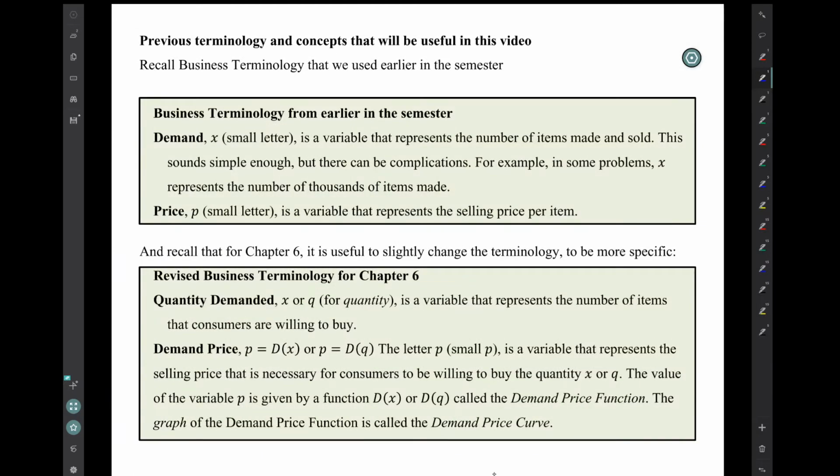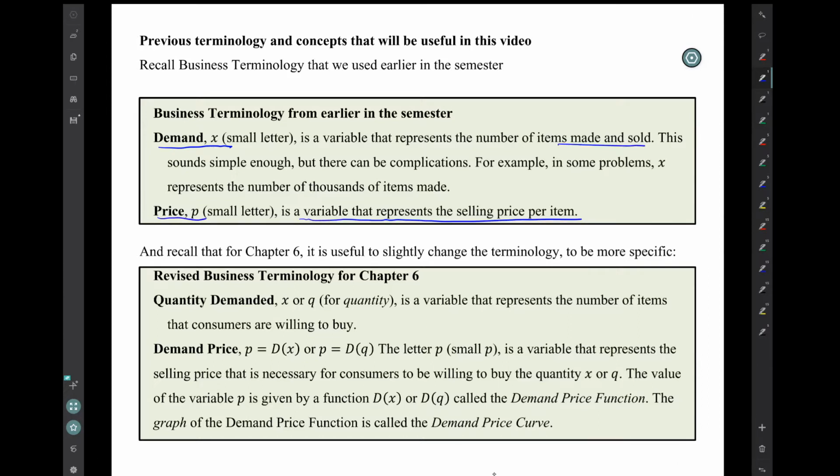Recall the business terminology that we used earlier in the semester. We had the idea of the demand, small letter x, a variable that represents the number of items made and sold, and the price p, small letter p, a variable that represents the selling price per item.